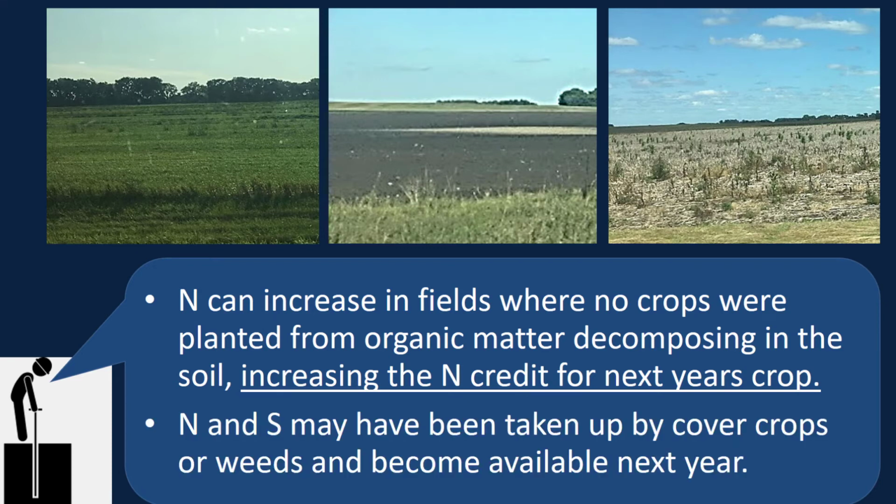Another thing to consider is this: nitrogen and sulfur may have been taken up by those cover crops, which would help keep them from being moved down in the soil profile, which would make them available for the coming year, which is what we want. And that's another benefit of planting cover crops, being able to take up those mobile nutrients so they don't move down and out of the soil profile.